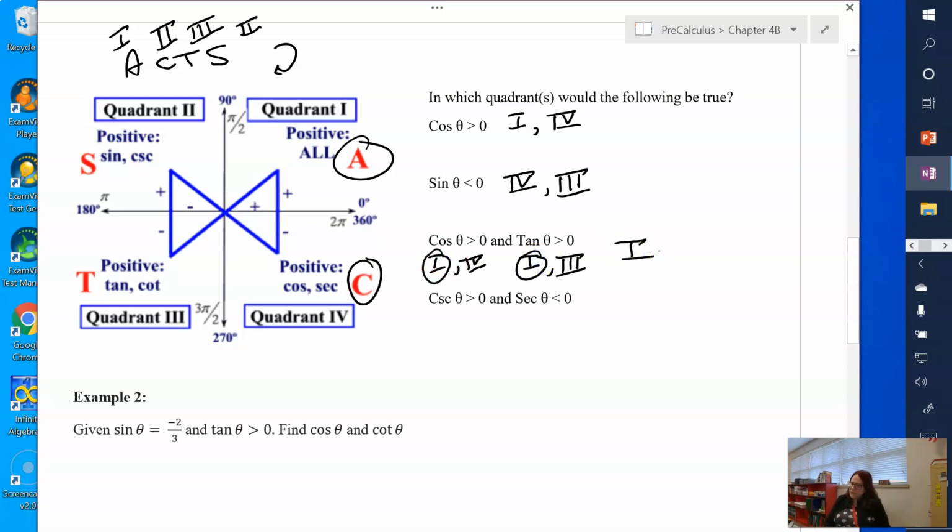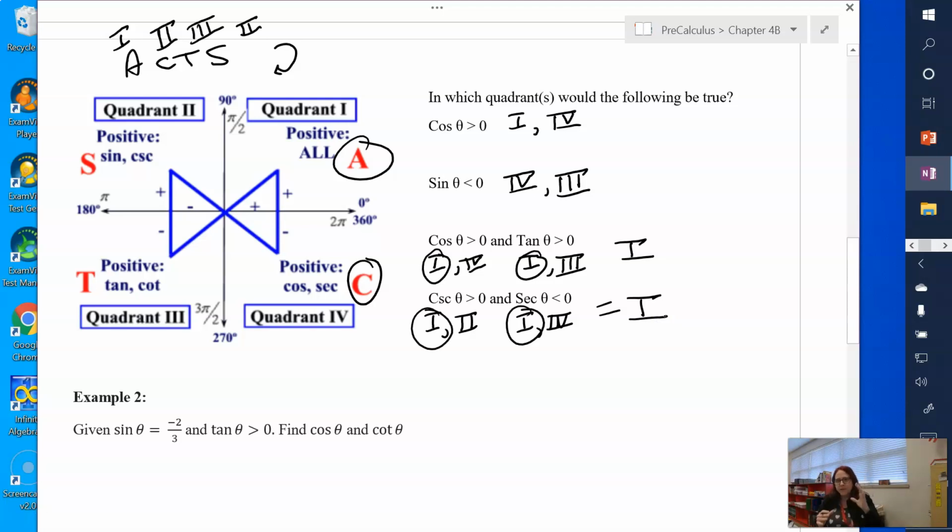All right, let's do cosecant greater than 0 and secant less than 0. Cosecant is greater than 0 in quadrant 1 and quadrant 2. Secant is greater than 0 in quadrant 1 and quadrant 4. So again, the only one in common between those is quadrant 1. So our answer for that is quadrant 1.